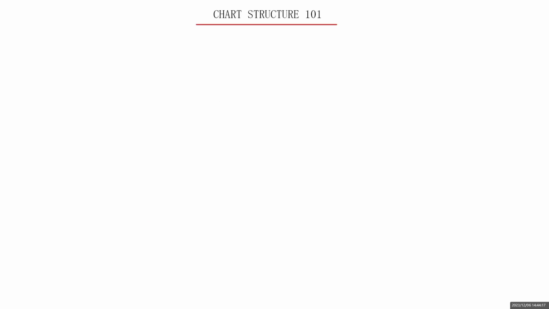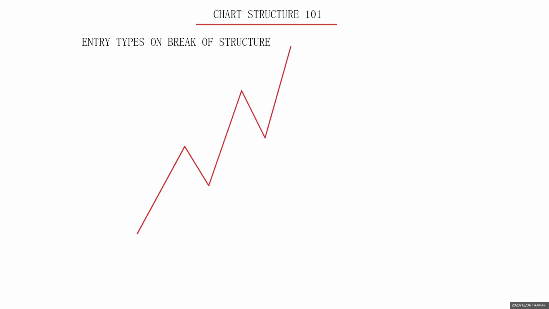Now, the next thing I'm going to be talking about are the three ways I trade prices after a structure breaks. I call them my entry types on break of structure. So I have three ways I trade whenever a break of structure happens. Which is what? For example, this is a bullish structure and there's been a break of structure.